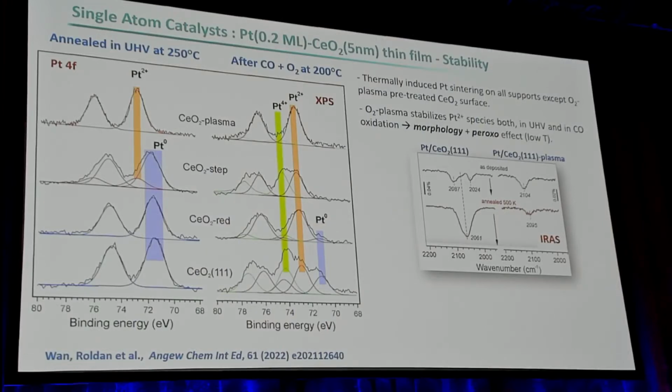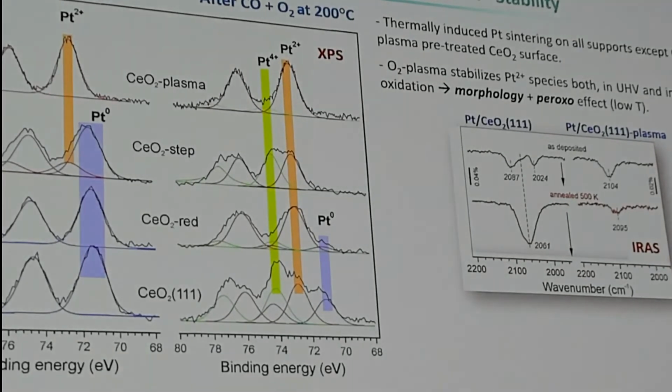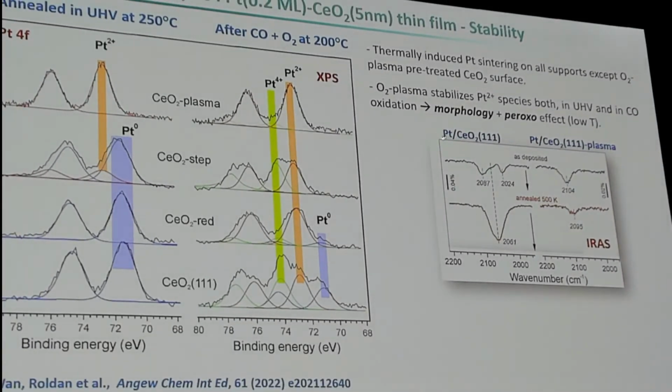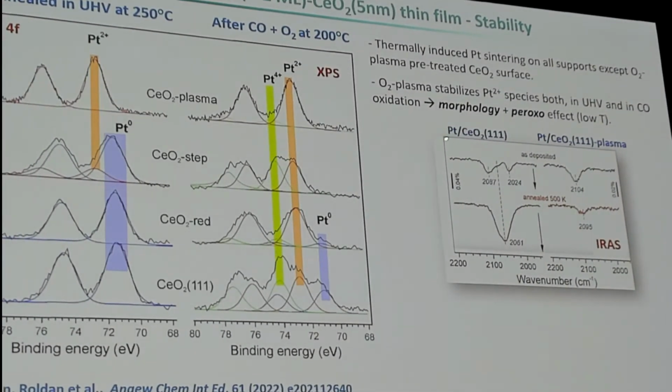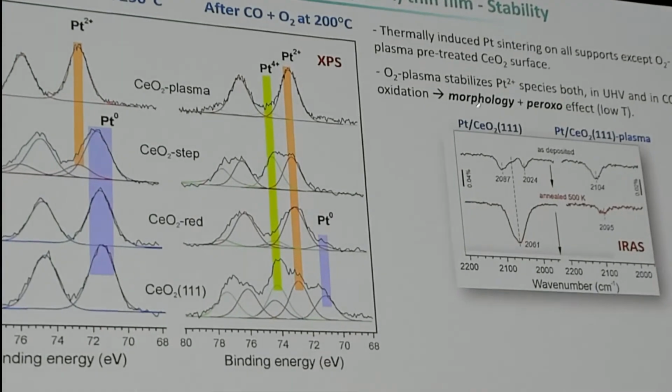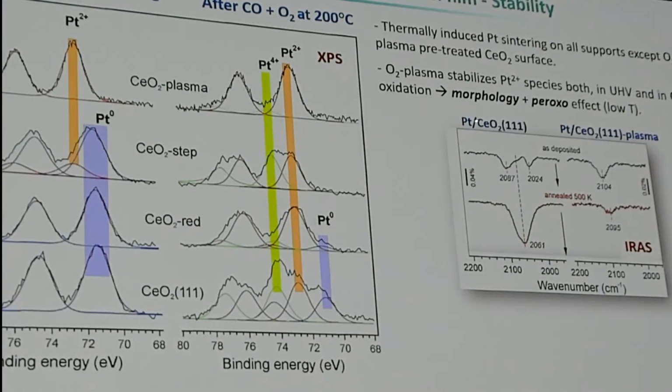You can use IR spectroscopy also. For everybody working on single atoms, it's very hard to prove that you really have single atoms on the surface. So you need to have microscopy, you need to have spectroscopy, I showed you XPS data. You can look at that also with IR. So you can follow, for example, the CO absorption of platinum on ceria. This is without the plasma. And you see that when you deposit the platinum on ceria, you see CO with these two particular binding features.